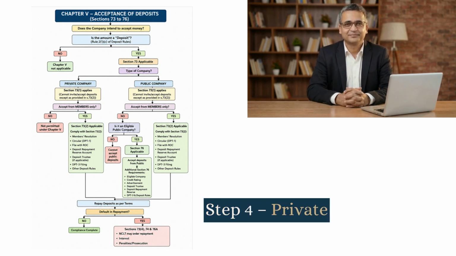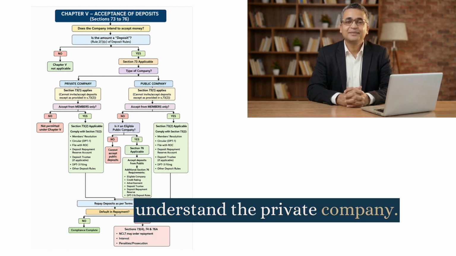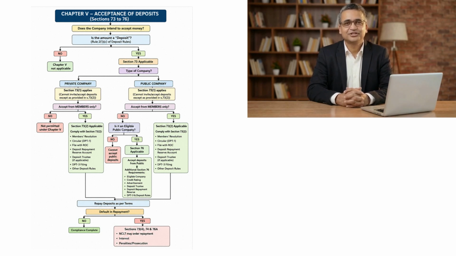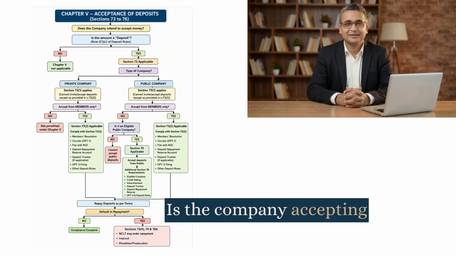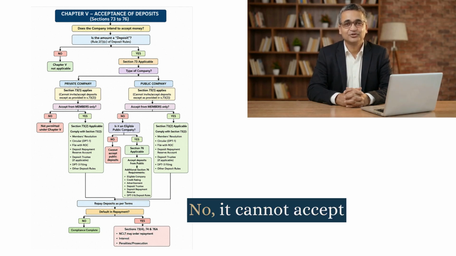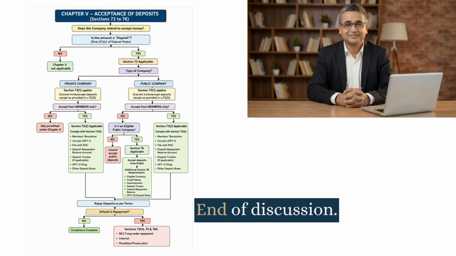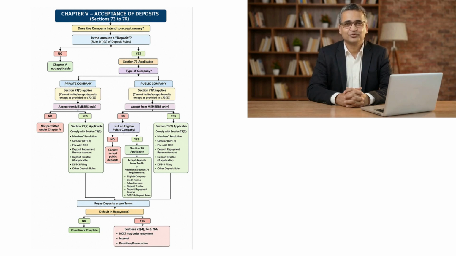Step 4. Private company branch. Let's first understand the private company. Ask one question. Is the company accepting deposits only from its members? If the answer is no, it cannot accept public deposits under Chapter 5. End of discussion. If the answer is yes, then move to Section 73(2).